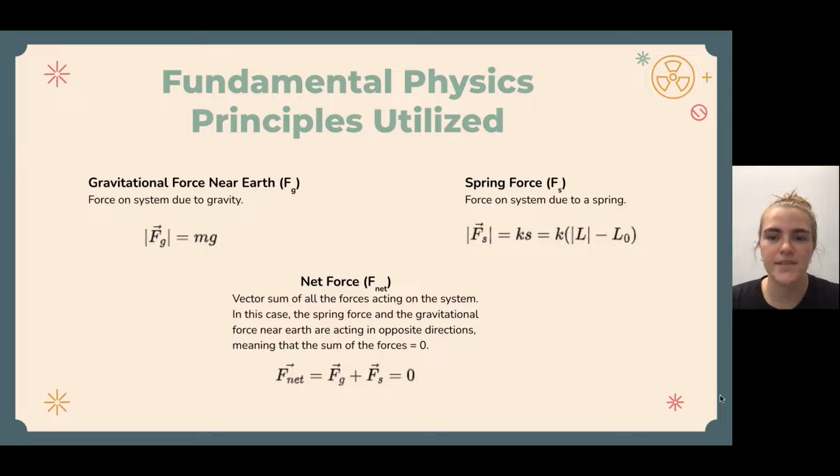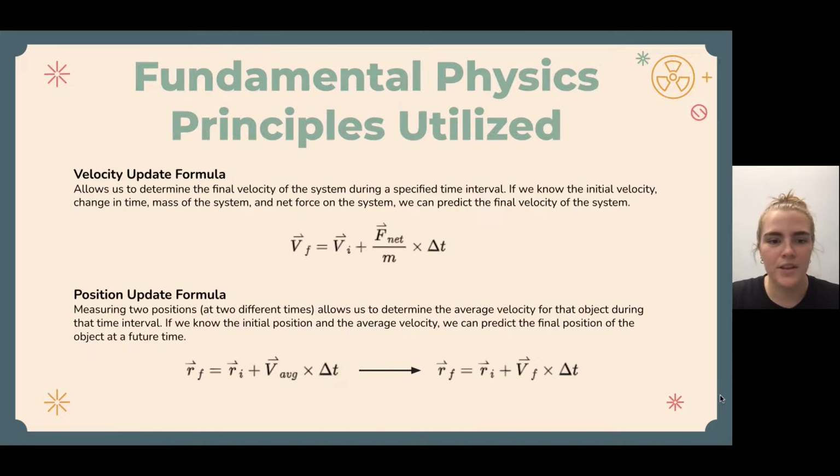And because both of these forces are acting in opposite directions, we know that the addition of these forces equals 0. We also have the velocity update formula, where we can predict a final velocity if we have the initial velocity, net force, mass, and change in time. And same goes for the position update formula if we have initial position, average velocity, in this case, by final velocity and change in time.